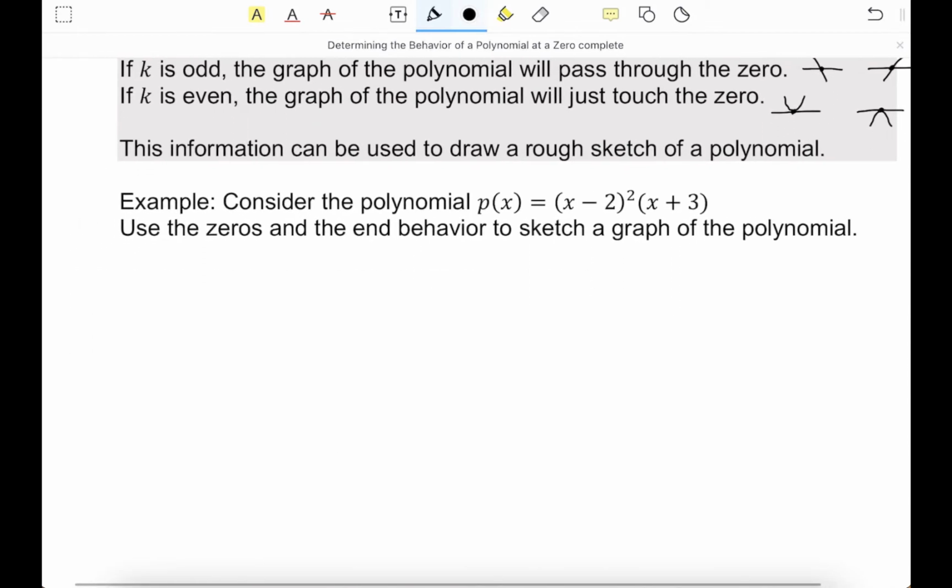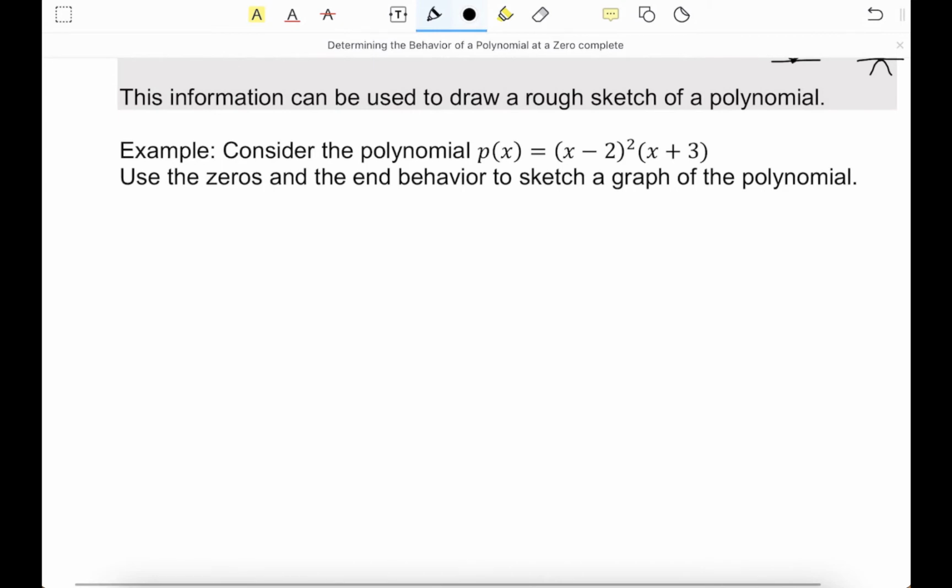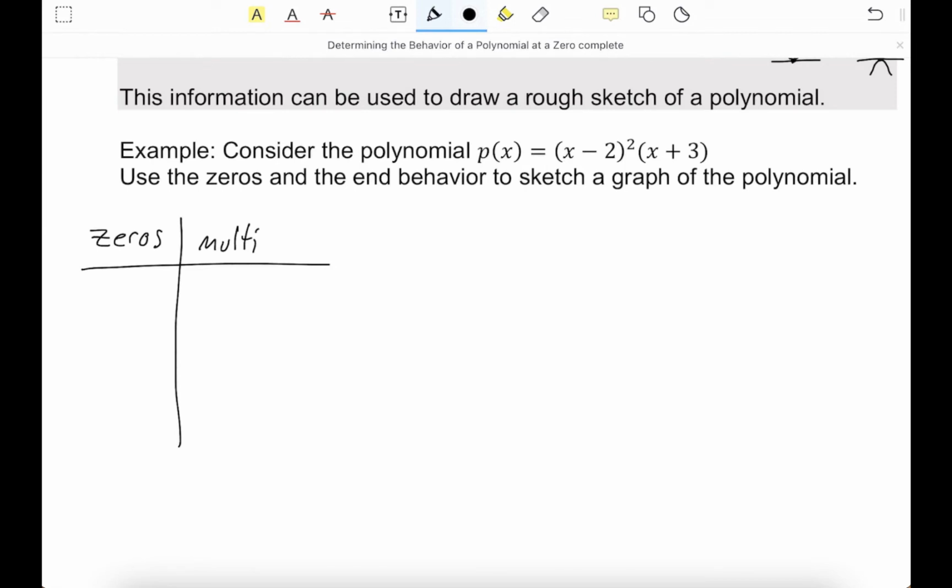So here we have an example, and we're going to use the zeros and the end behavior to sketch the graph of this polynomial. For the zeros, though, we can determine their behavior at the zeros. I usually like to draw a table for this. So our two zeros here are 2 and negative 3.